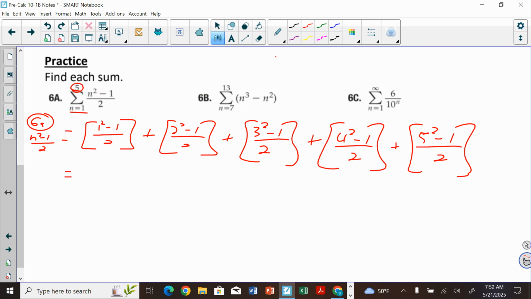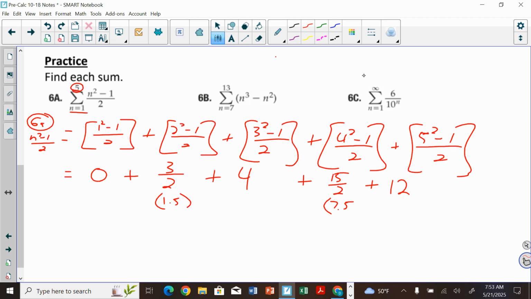We can go ahead and say, well, I know 1 minus 1 is 0 over 2, so that's 0. This one's going to end up being 3 over 2, right? 4 minus 1 is 3 over 2. This one here, 9 minus 1 is 8 over 2, is 4. Right here, you have 16 minus 1 is 15 over 2. And then finally, 25 minus 1, 24 over 2 is 12. Okay, so when we add these up, it might be easier to say 1.5, and this is 7.5.